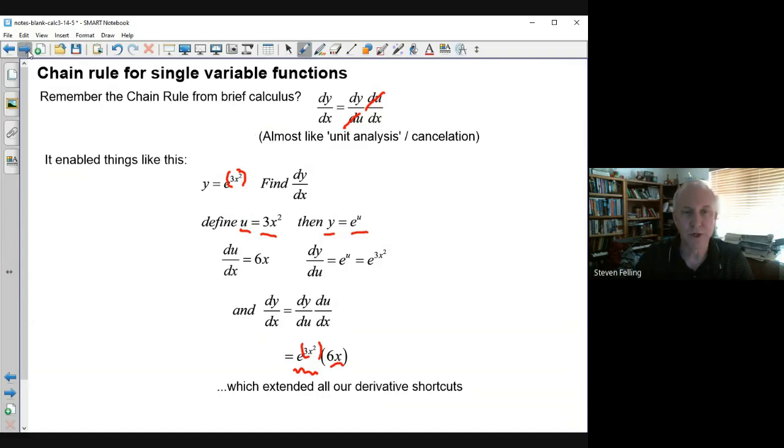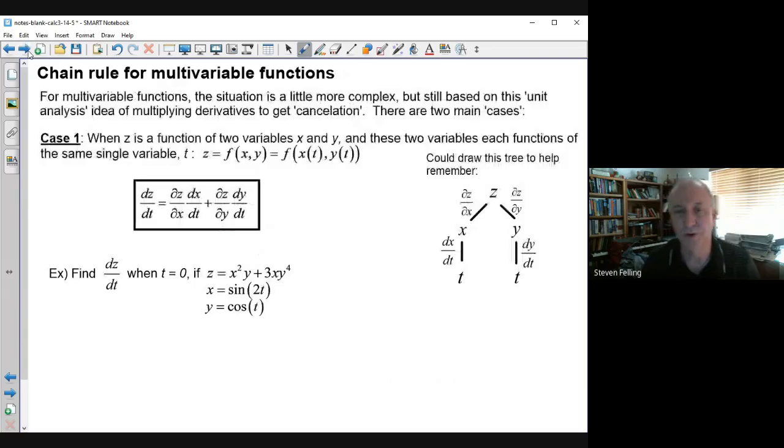All right. So what we're going to do now is extend this idea for multivariable functions. The situation is a little bit more complex, but it's still based on this idea of unit analysis cancellation. There's many cases, right, but two main ones that show up. So the most simple case is if you have a function z, which is a function of two variables x, y, but then those two variables can each be written as functions of the same variable t, such as being parameterized. Z is a function of x, y, but x is a function of t and y is a function of t. Then the chain rule becomes that the derivative of z with respect to t is equal to the partial derivative of z with respect to x times dx dt plus the partial derivative of z with respect to y times dy dt.